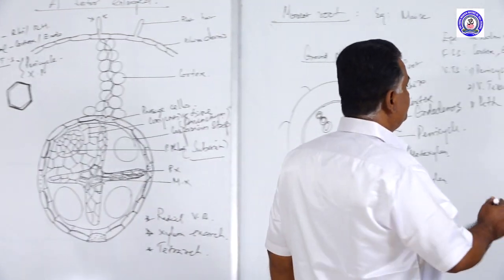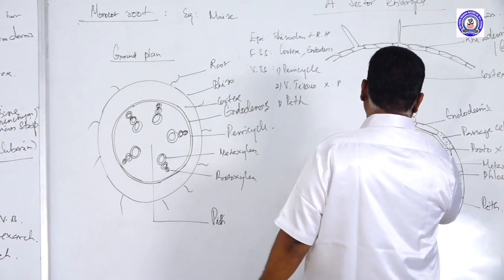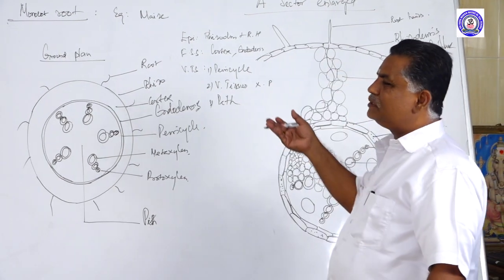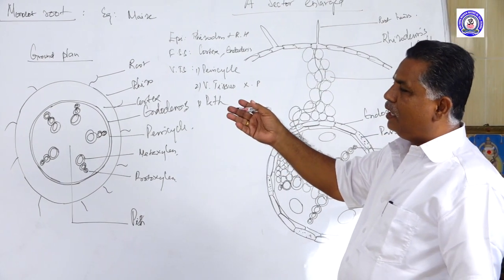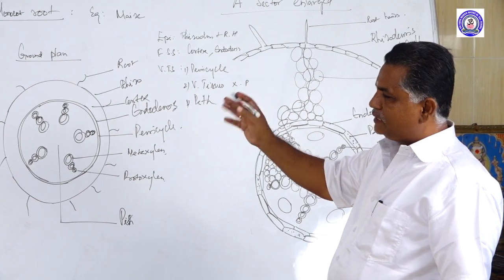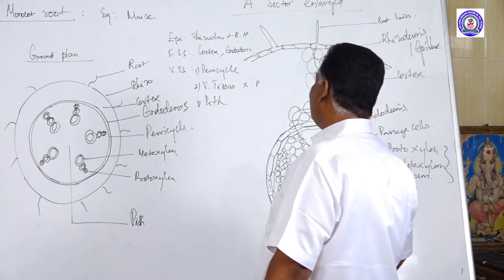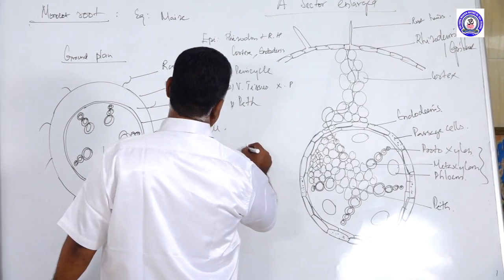And one more thing. We talked about similar points. The presence of endodermis, presence of pericycle, presence of Casparian strips, presence of passage cells, these are all common. Let's now see the differences. What are the differences?